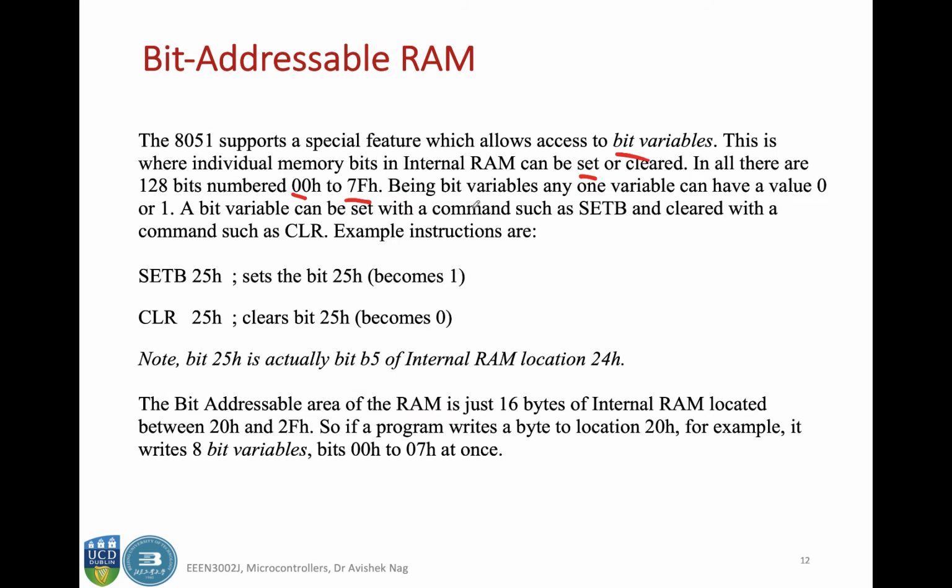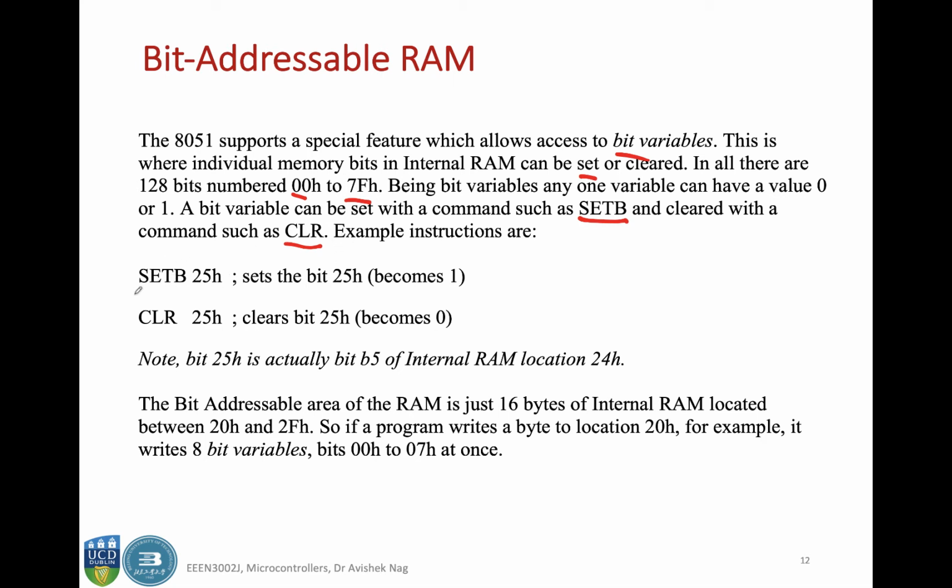That's the bit addressable area. So these are the total number of bits that you can address. Being bit variables, any one variable can have a value 0 or 1. A bit variable can be set with a command such as setb and can be cleared with the command clr. So these are the example instructions.